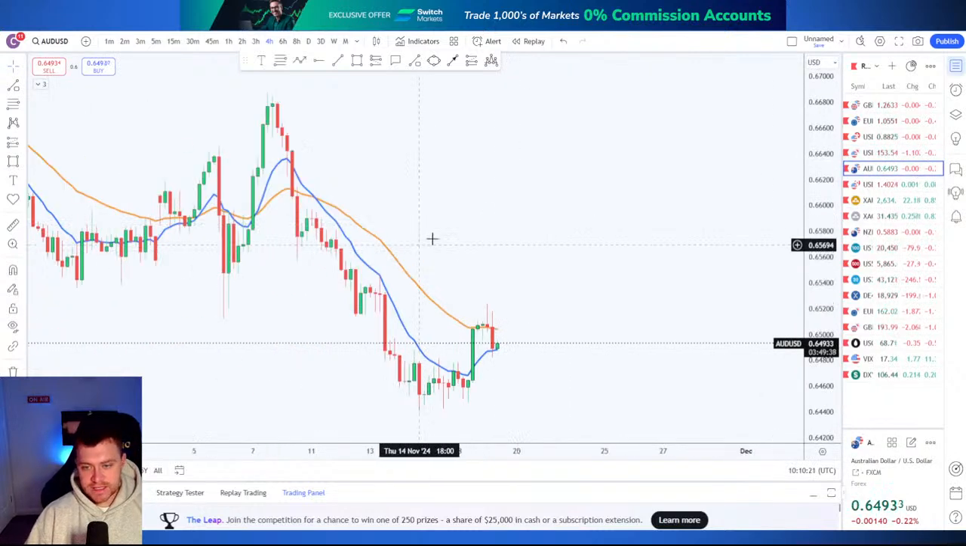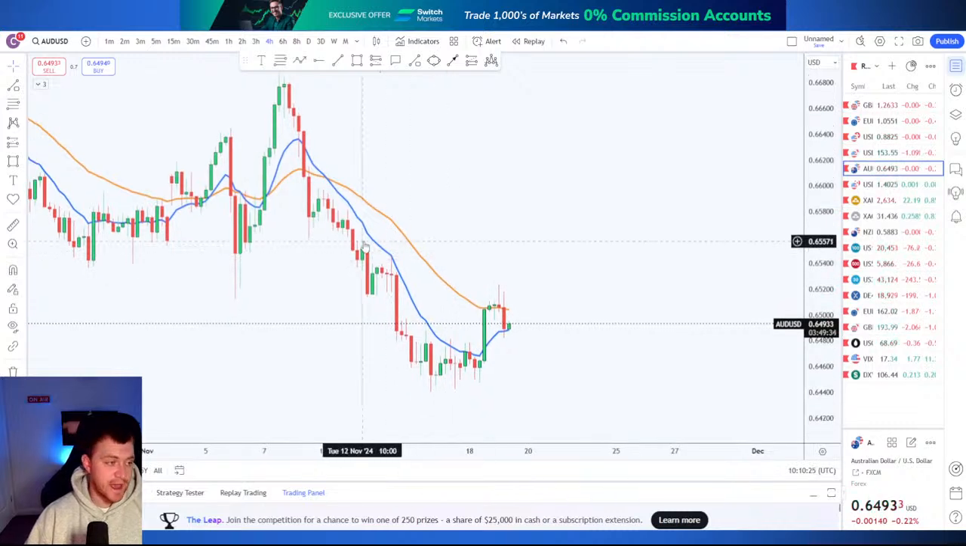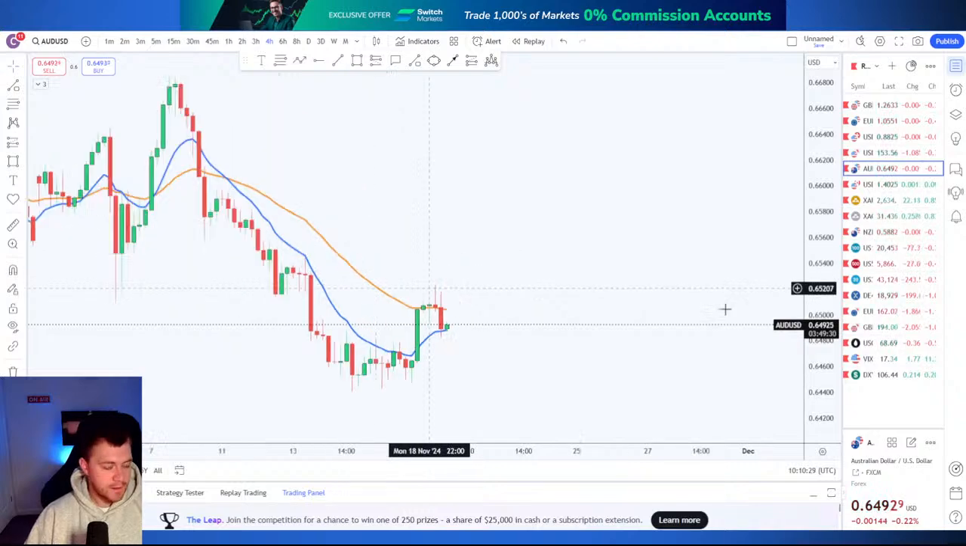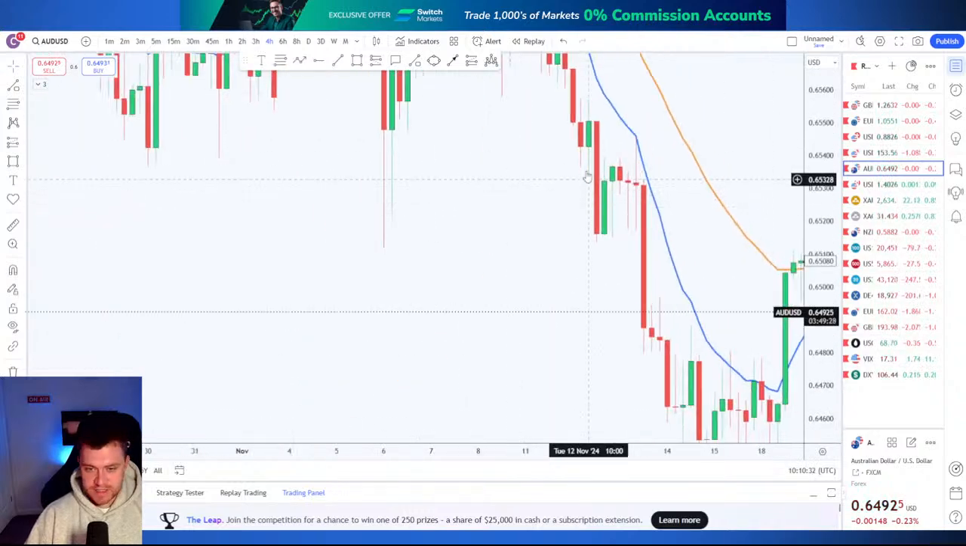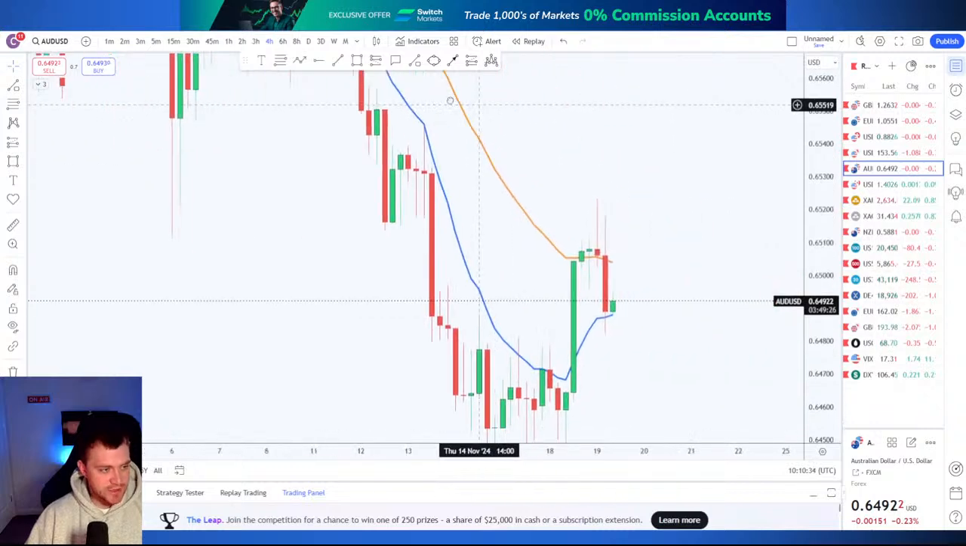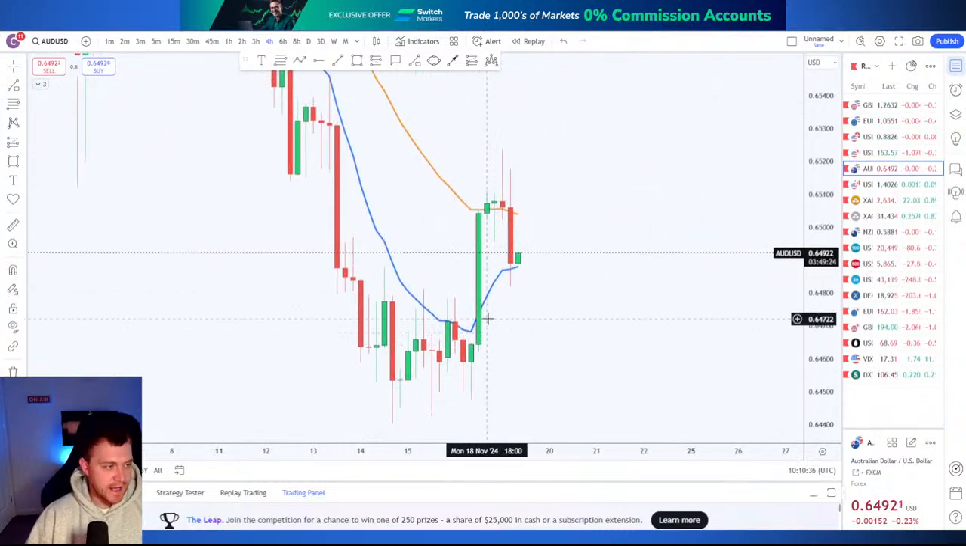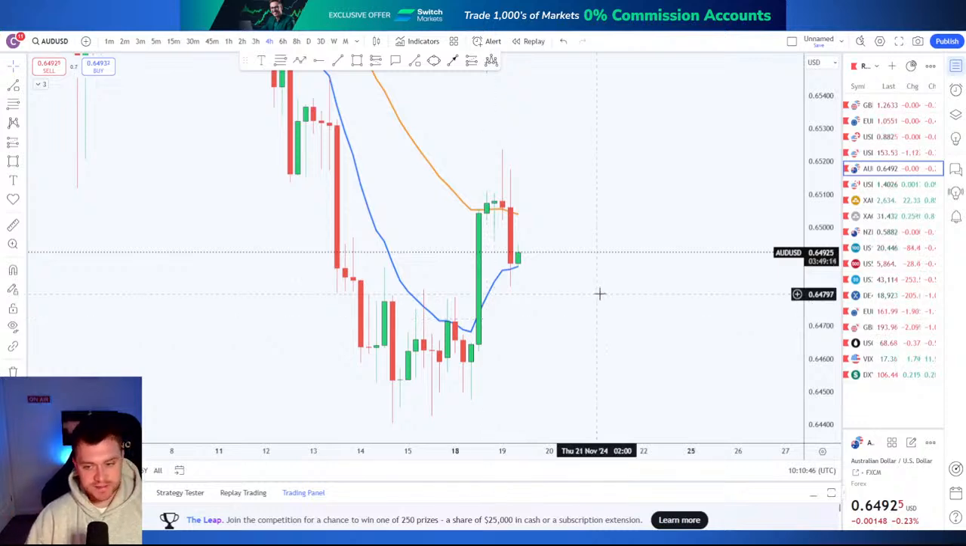AUD USD as well. Again, the power of making sure that you get in at the first test, because you see that the first test was here. If I zoom in on that, you can see that. So that was the entry, and if you missed that entry, we shouldn't have been entering down here, in my opinion, because we'd already come so far. I always try and get in at the first test. The tests after that are just re-entries, sort of 0.25% re-entries.